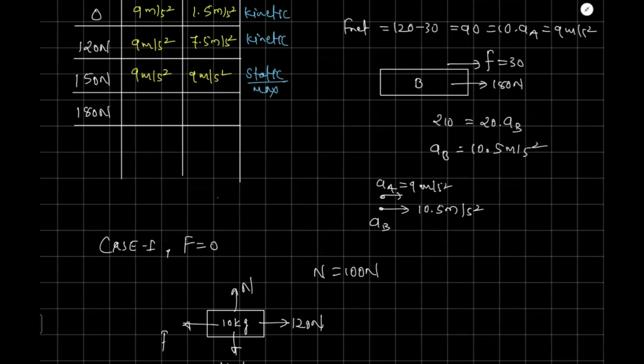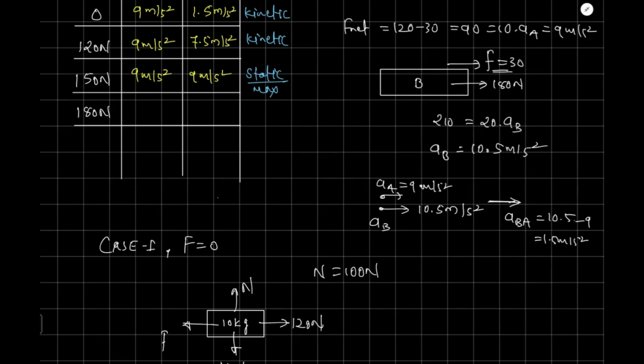So in this case, what is happening now? The relative motion is happening. If you see, the acceleration of B with respect to A is what? 10.5 minus 9, that is equal to 1.5 meter per second square. So relative motion is happening in this direction, and we are applying the friction force also in this direction. So is it possible? No. The friction force always acts opposite to relative motion. So this case is not possible.